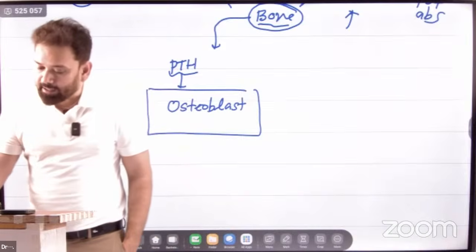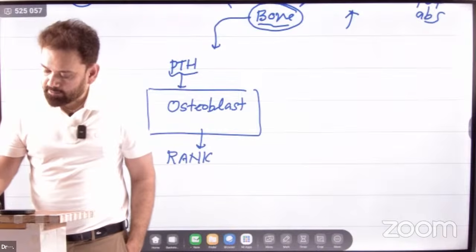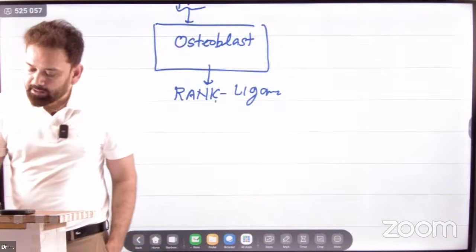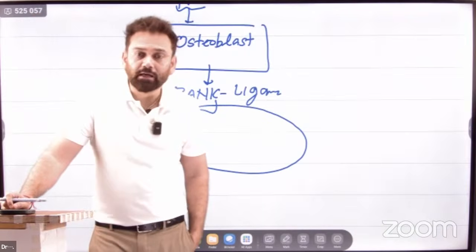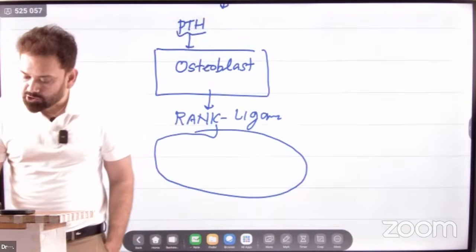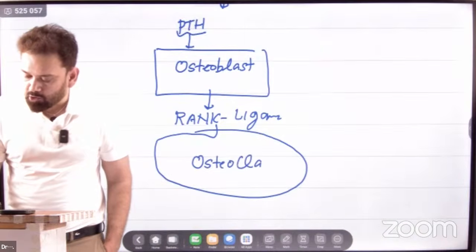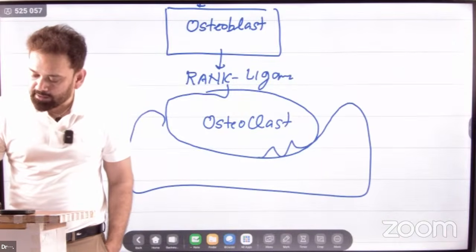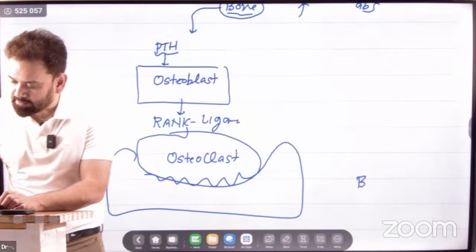And this will activate a ligand, and that is called rank ligand. Now, rank ligand is working on a cell, which is that osteoblast or osteoclast? Now this will work on osteoclast. This is going to work on osteoclast, and this osteoclast will cause bone lysis. अब ये करेगा bone की lysis.